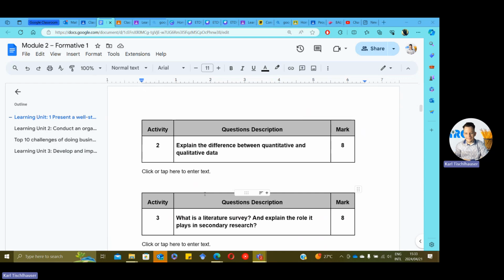Let's go. Question two says, explain the difference between quantitative and qualitative data. This question was covered in the summative. It also was discussed at quite some length in the class session, so I will not be covering it again.